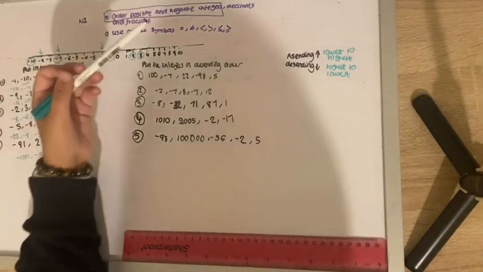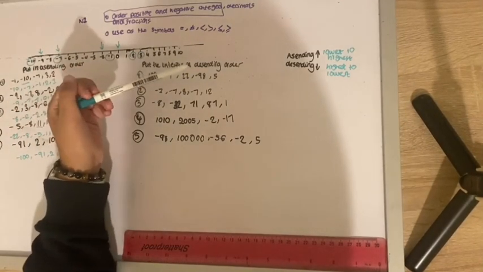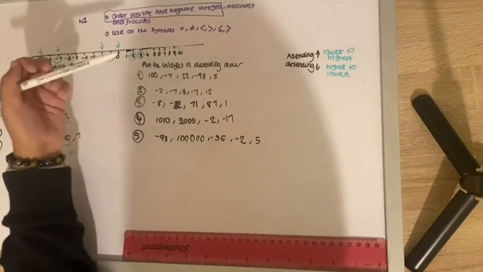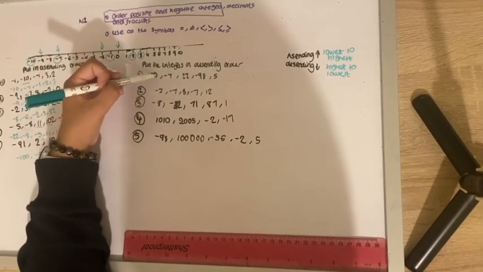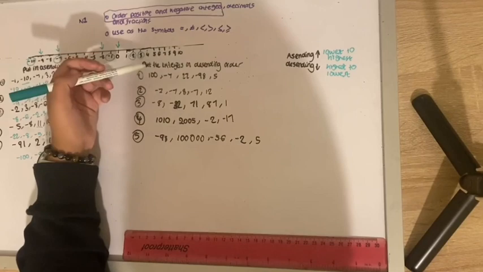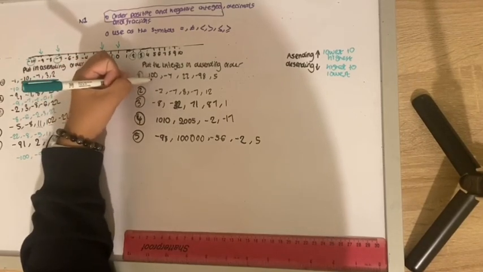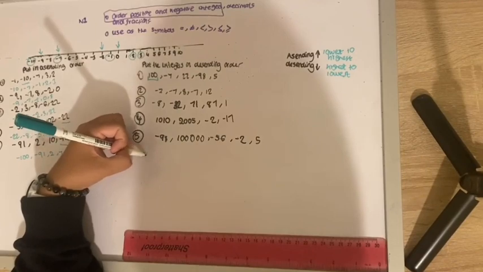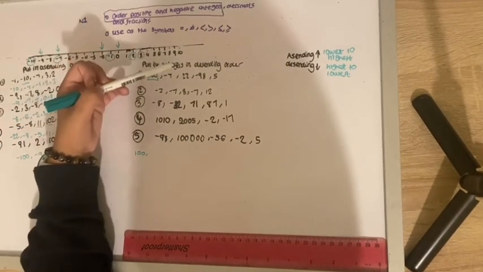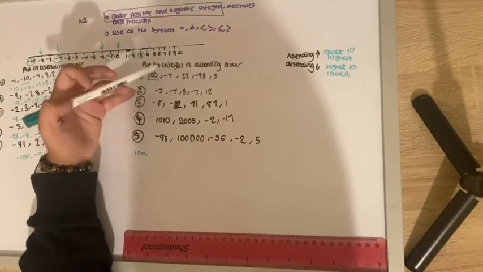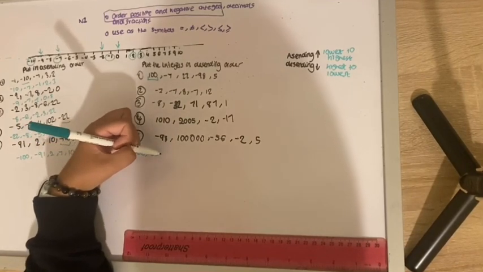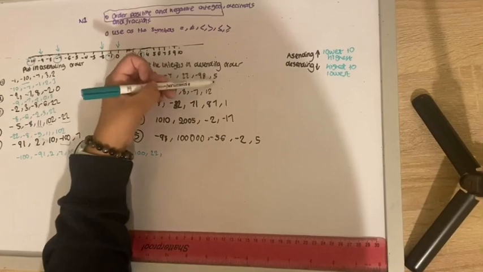Okay, now we're putting it in descending order. So we're going from the highest number to the lowest number. So over here, clearly the highest number we've got would be 100. You can say it's the most positive, followed on by 22, which is also the second highest. Followed on by 5.